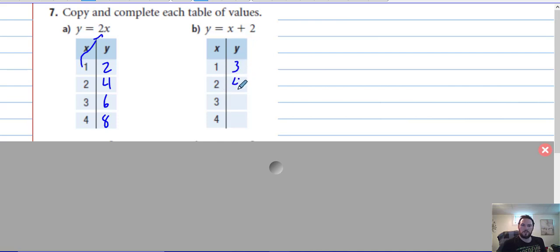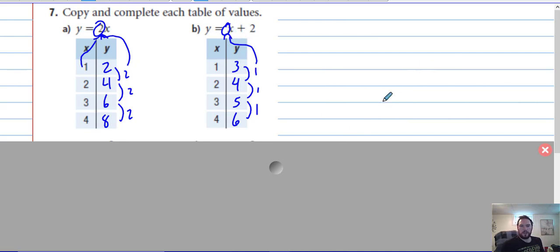2 plus 2 is 4. 3 plus 2 is 5. And 4 plus 2 is 6. Notice in this first one, my rate of change, again, is 1 for my x's, and for my y's, it goes up 2, up 2, up 2, and that 2 is going to come back to the 2 that's in front of the x. But over here, we go up 1, up 1, up 1, and again, that 1 helps me figure out what number is supposed to be in front of the x.